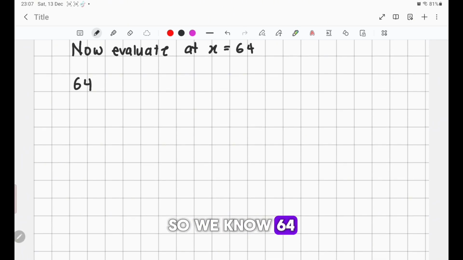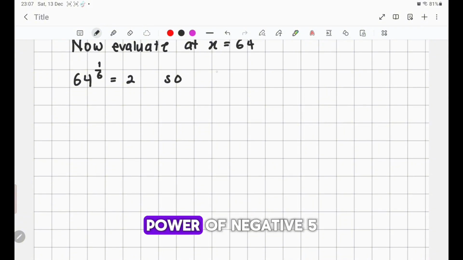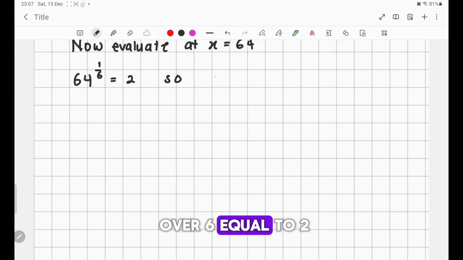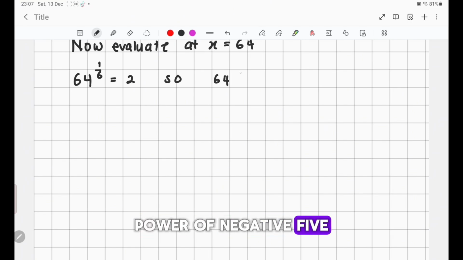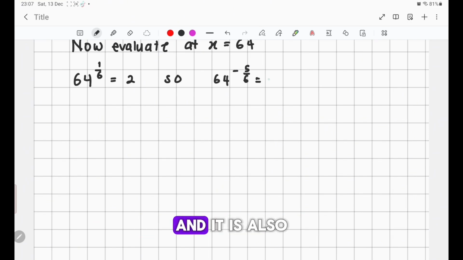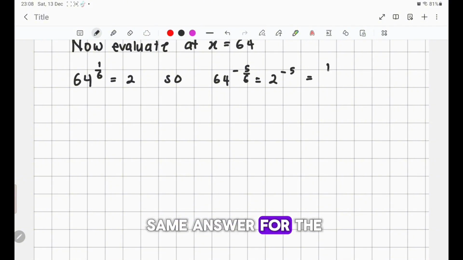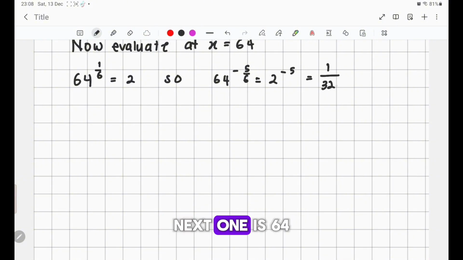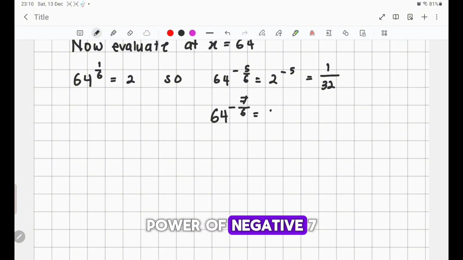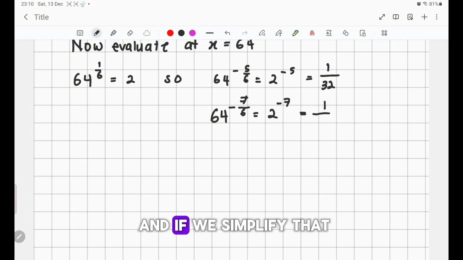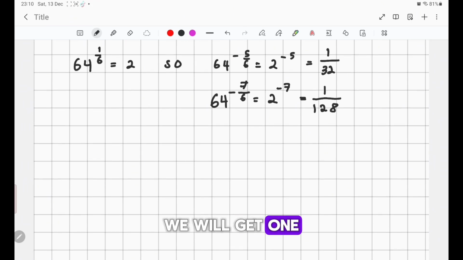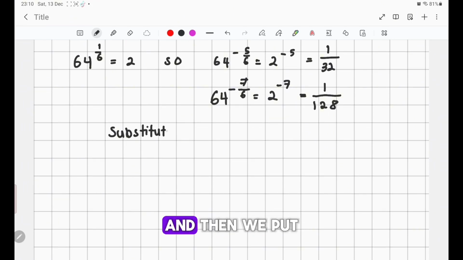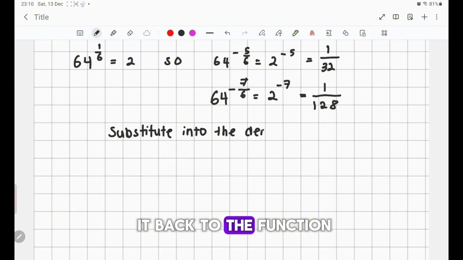So we know 64 to the 1 over 6 is 2. So 64 to the power of negative 5 over 6 equals 2 to the power of negative 5, which is 1 over 32. Next one is 64 to the power of negative 7 over 6 equals 2 to the power of negative 7, and if we simplify that, we will get 1 over 128, and then we put it back into the function.